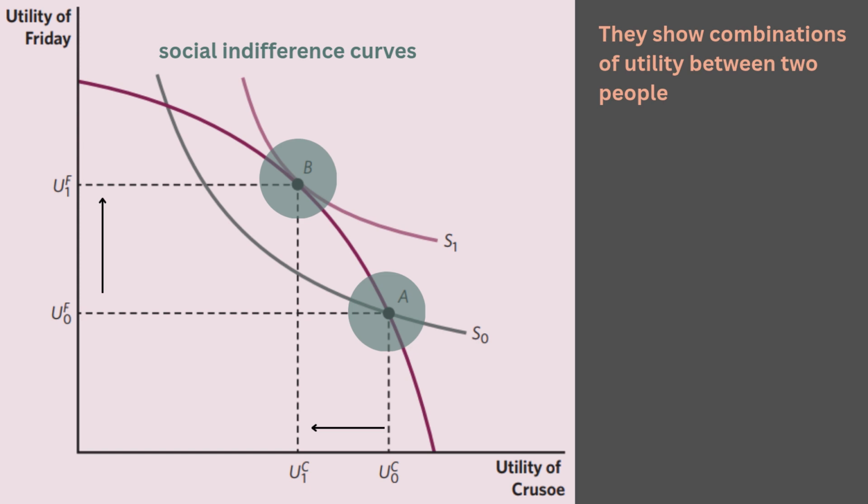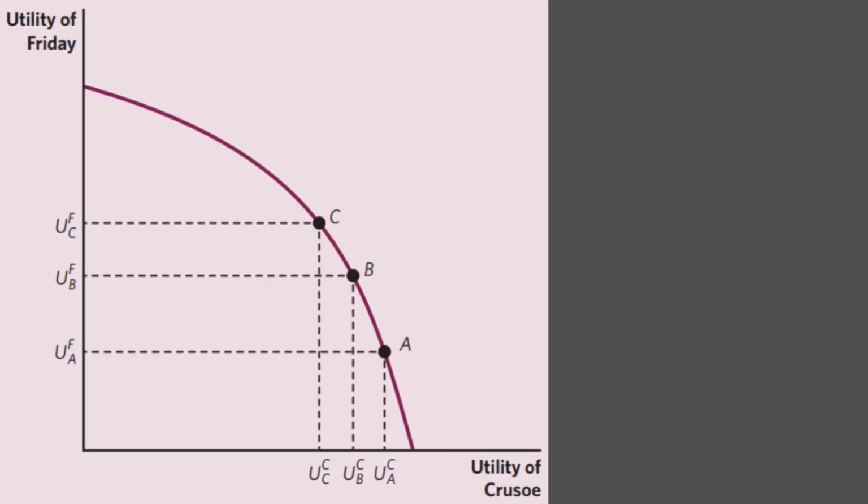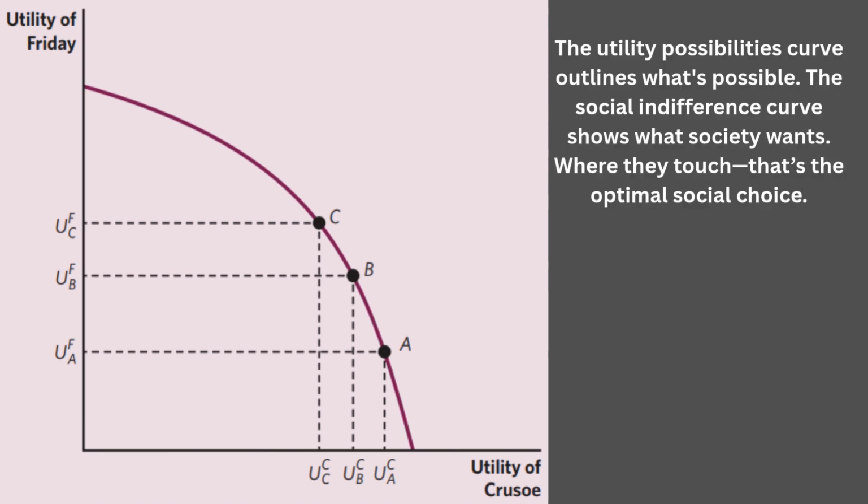This process is visualized in diagrams where Crusoe's utility is on the x-axis, and Friday's is on the y-axis. The utility possibilities curve outlines what's possible. The social indifference curve shows what society wants. Where they touch, that's the optimal social choice. Now let's take this further.